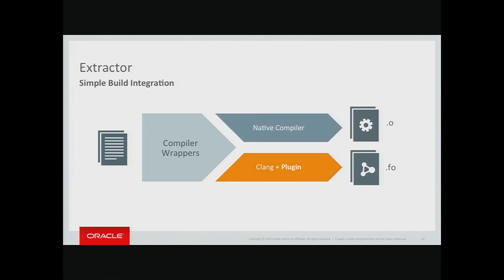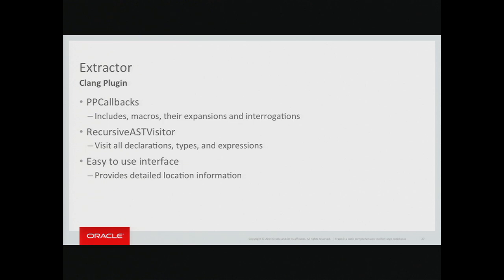So to explain that plugin a little more, not too much, because Kythe just had a big, long talk on it. Essentially, we use PP callbacks as well, and that just lets us get all the macros and the expansions and interrogations and so on and so forth. And then we also use the recursive AST visitor, and that just lets us visit all the declarations and the types and the expressions and to get all this data.